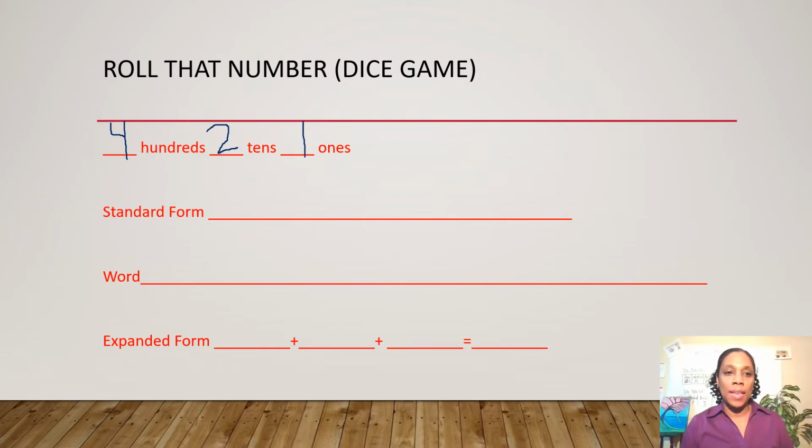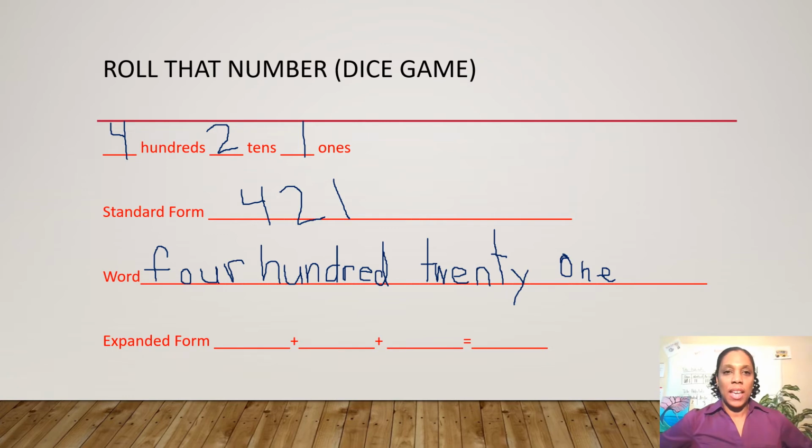Now I'm going to write the number that I rolled in standard form. So I had 4 hundreds, 2 tens, and 1 one. That number is 421. Now I'm going to write that number using words only. All right, let's see how I would write this in words. 421. Now let's write it in expanded form.